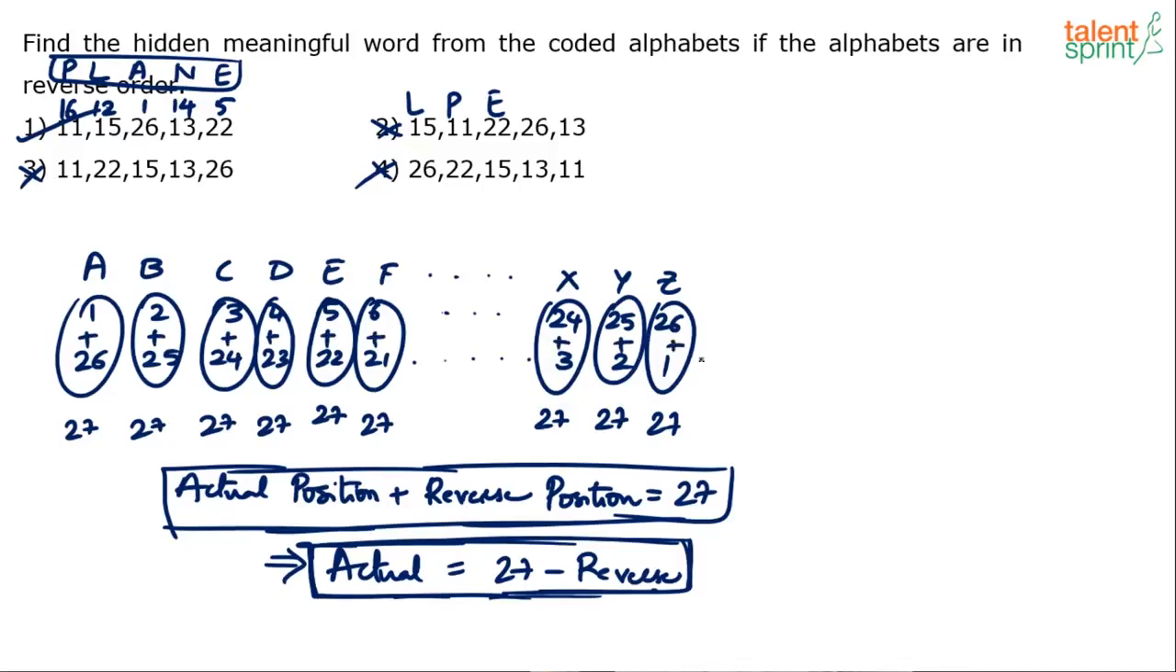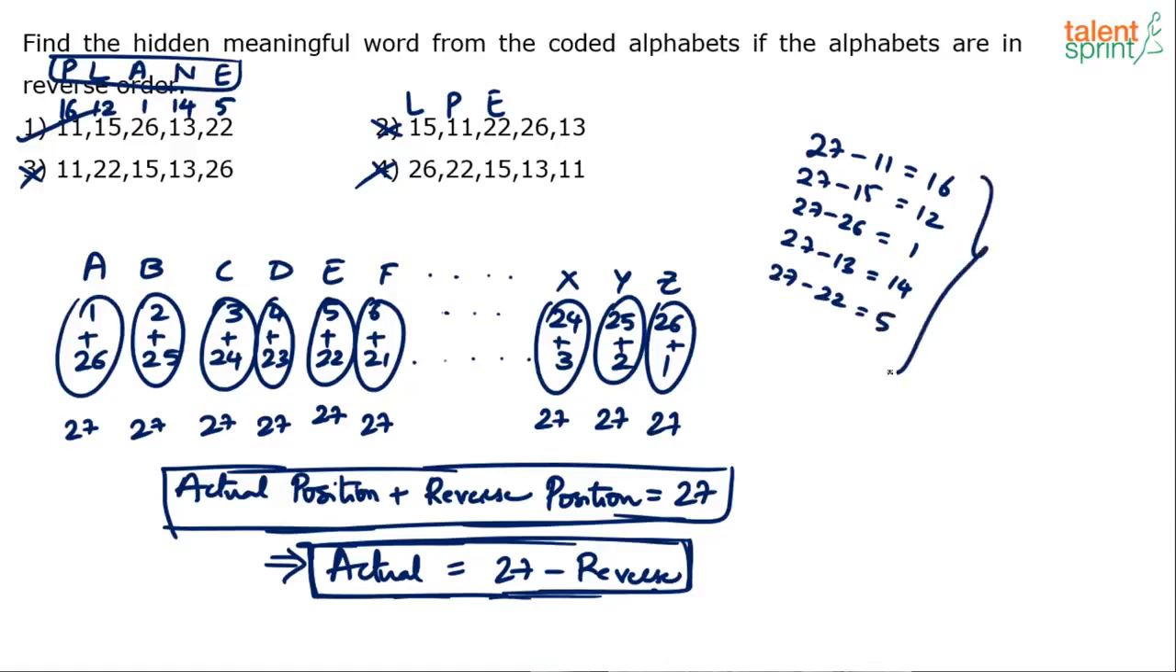Yes or no? So here he says it is the 11th letter in the reverse order. The 11th letter in the reverse order is the 16th letter in the forward order. 27 minus 11. Are you able to follow? 27 minus 11 is equal to 16. 27 minus 15 is equal to 12. 27 minus 26 is equal to 1. 27 minus 13 is equal to 14. And 27 minus 22 equals 5. That's it. So 16, 12, 1, 14, 5 are the letters, which are P, L, A, N, E. So there itself we have a meaningful word. Option 1 is the answer.